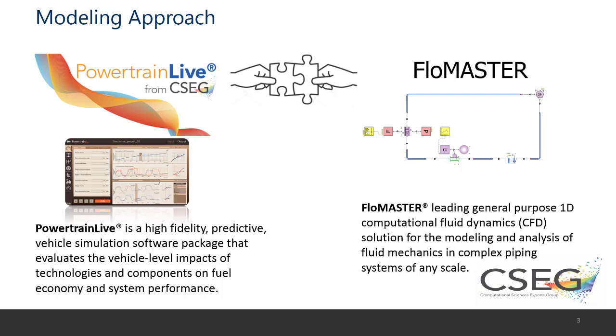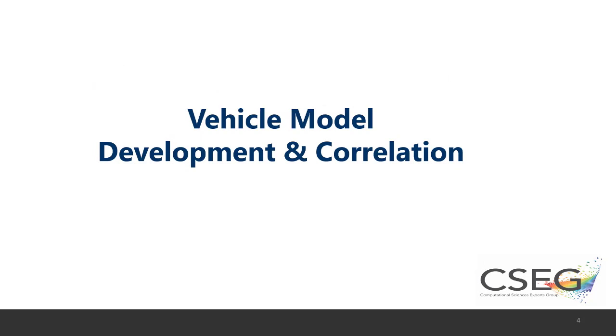The second tool that we used was Flowmaster, and that is a 1D CFD tool for internal flow and thermal transient modeling. We used Flowmaster here to model the load time circuit for the Chevy Volt and to understand what the impact on the air side. So let's talk about the baseline vehicle model development first.